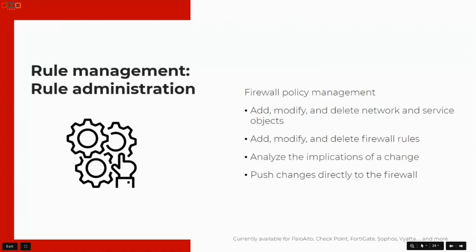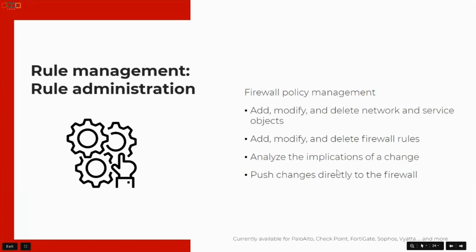So next we have the rule administration feature of rule management. This rule administration feature allows Firewall Analyzer to directly push changes to your firewall device. So this feature offers 4 major functions, that is to add, modify, and delete network and service objects, add, modify, and delete the firewall rules, and it helps to analyze the implications of a change, that is the impact analysis. We have an overlap of that feature over here. And we also finally have the ability to push these changes from the Firewall Analyzer tool to your firewall device.